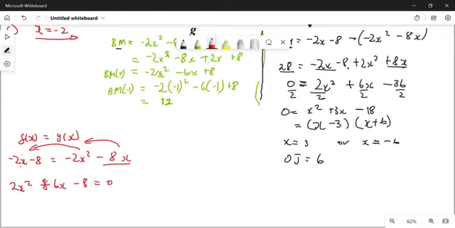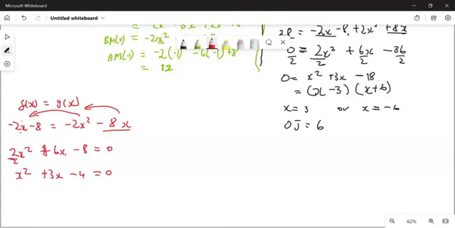Okay, what should I do from here? And then we divide by 2. I have x squared plus 3x minus 4 equals 0. And then we factorize. Open 2 brackets. X, and then we're going to have x plus 4 and x minus 1. Okay, it says x is going to be minus 4 or x is going to be equal to 1.